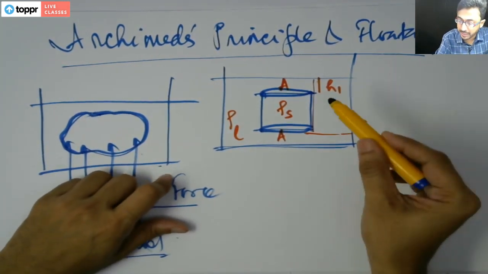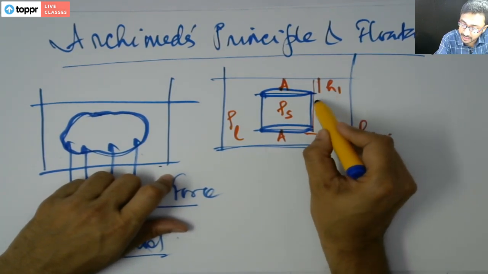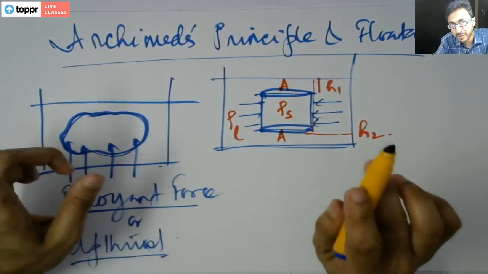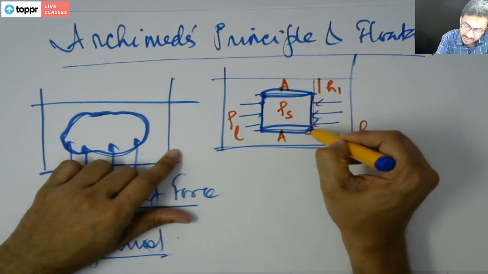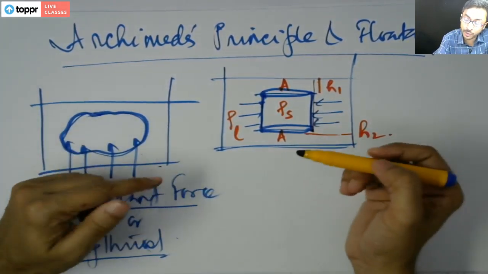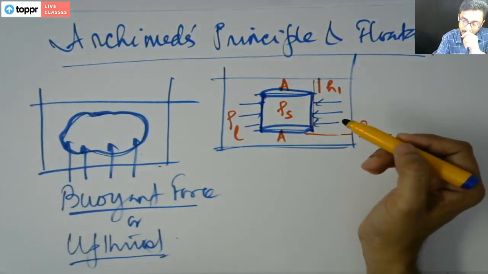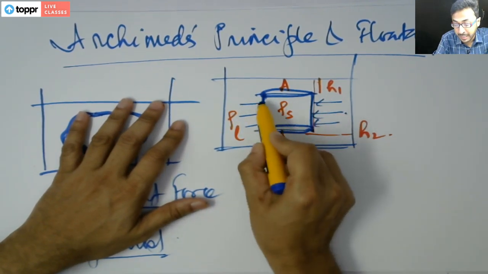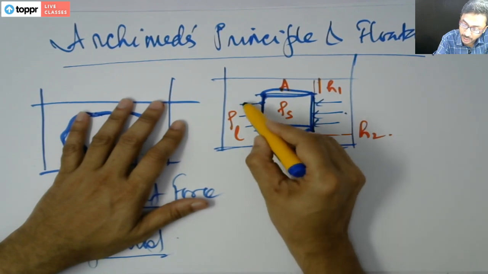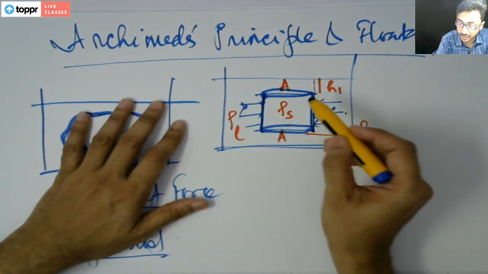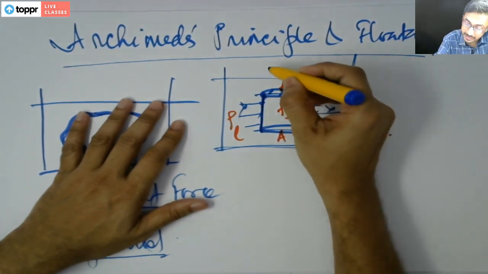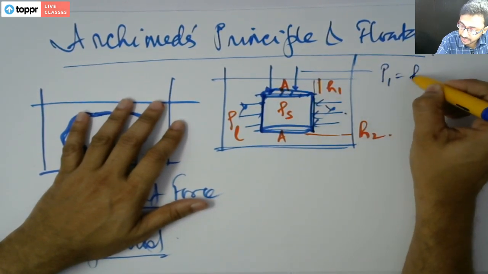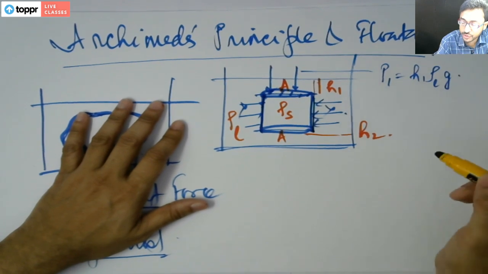Now what will happen? As we have already discussed, at a particular level, the pressure is the same. On this side we have only side pressure, and liquid only applies pressure perpendicular to the surface. So the side pressures will be equal, and they will cancel each other. On the topmost surface, the pressure is only in the downward direction, and that pressure is nothing but h1 rho L into g.